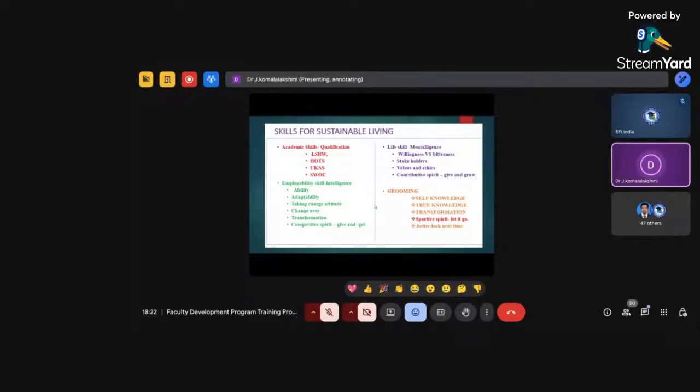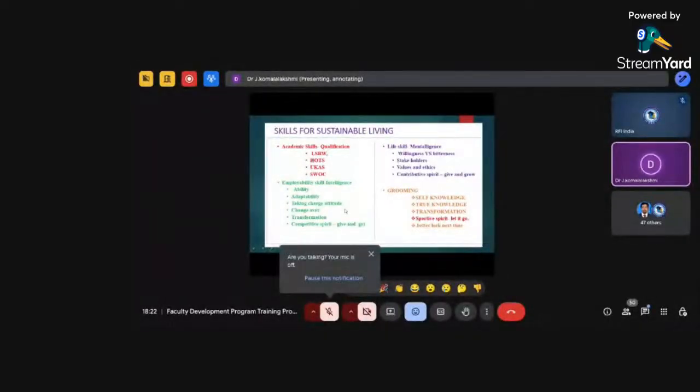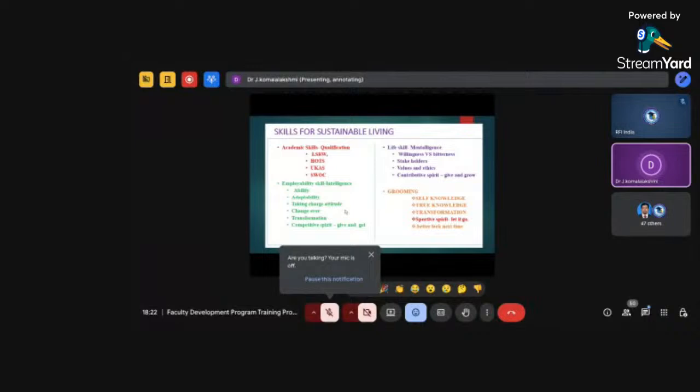So there are so many skills. What is the need of higher education? Now these are all the basic skills, LSRW, at the school level itself. Now employability skills we have to make them aware of. Ability, adaptability, taking charge, and we can note it down. All the employability skills are made possible or achievable by group discussion.